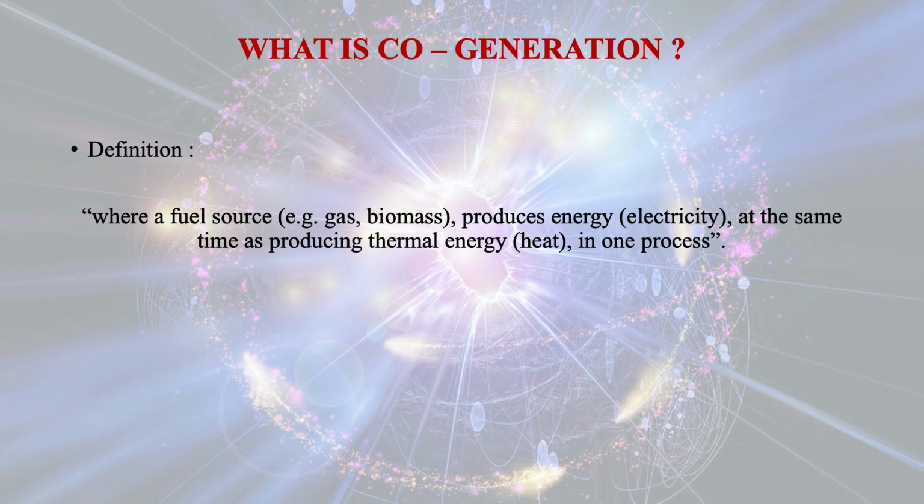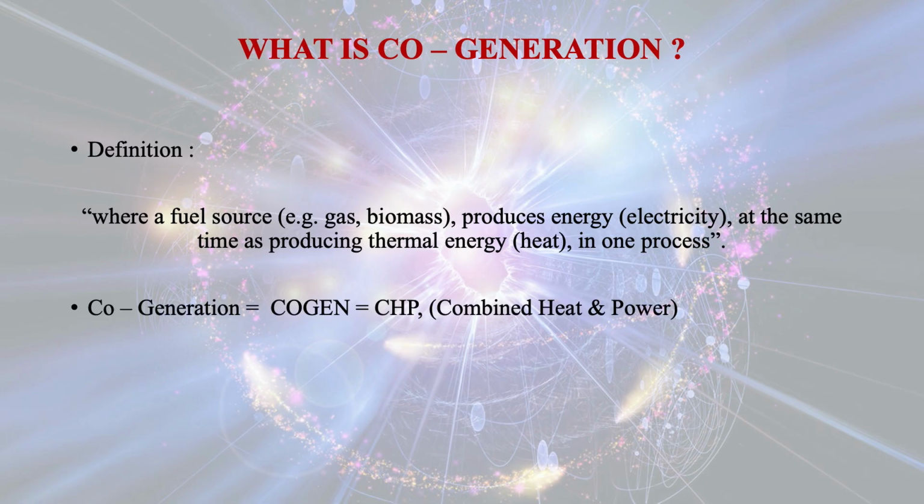The definition of cogeneration is where a fuel source, for example gas and biomass, produces energy, for example electricity, at the same time as producing thermal energy, as an example heat, in one process. Cogeneration means cogen, that is CHP, combined heat and power. So today's discussion will be on cogeneration system.